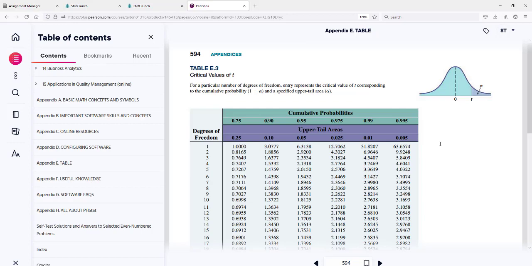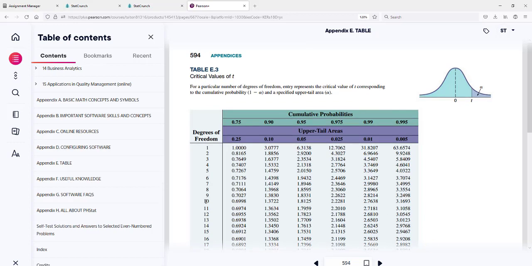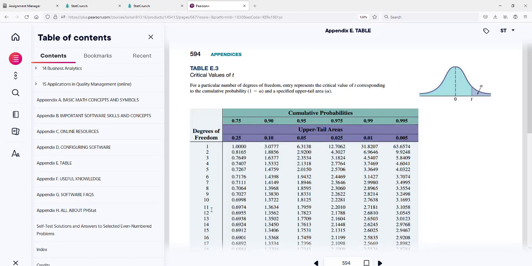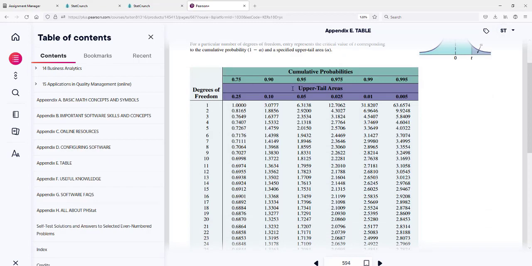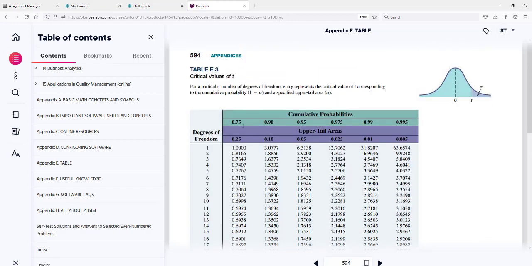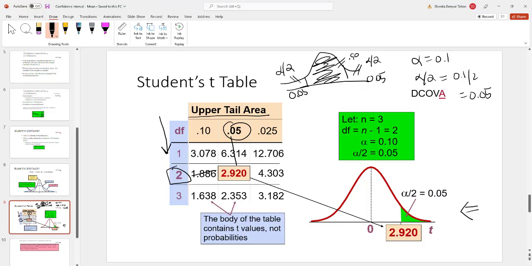I'm sorry. All right, so our degrees of freedom will go down here, and then you want the upper tail area, which is in this dark purple. So let's go back to our slide. We're going to do an example.